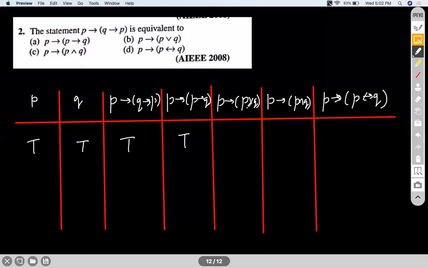What about this? This is true. Yeah, everything is true in this thing. So up till now, we have not been able to distinguish between the options. Basically, you have to keep an eye on this thing matching with which of them. Then true, false. Take it easy.